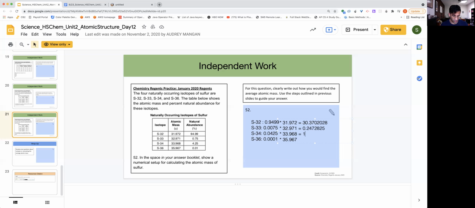This one's going to be 1.44364. And then the final one, that's going to be 0.0001 times 35.967. That is 0.0035967. Okay, final step. I'm just going to take all of these and add them together. And when I add these four pieces together, let's see what we get.